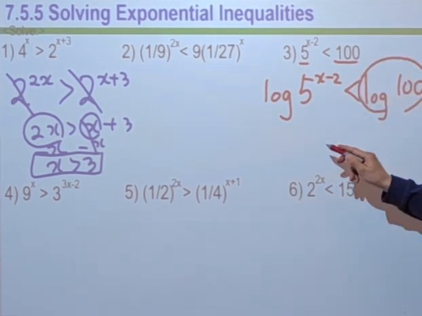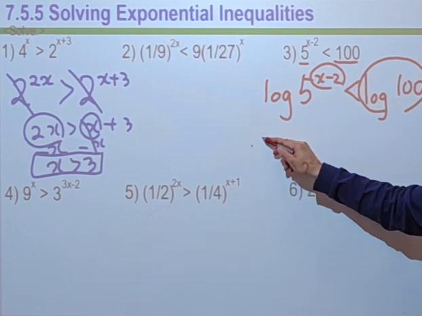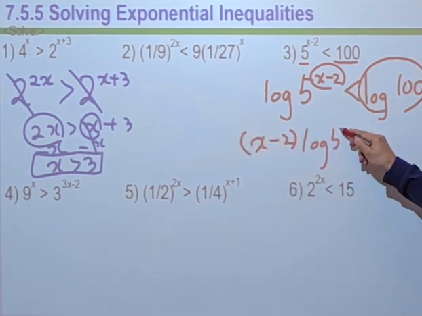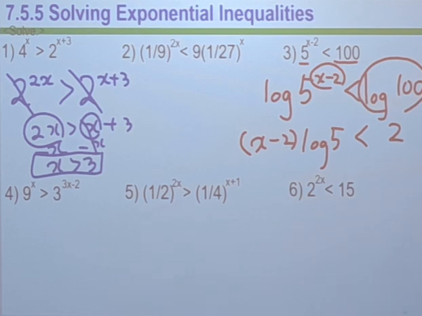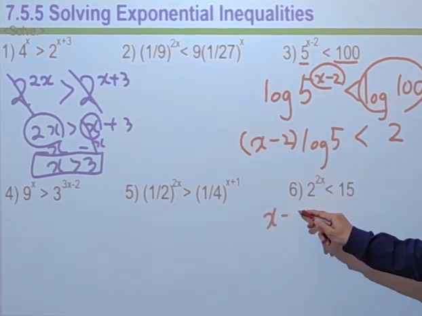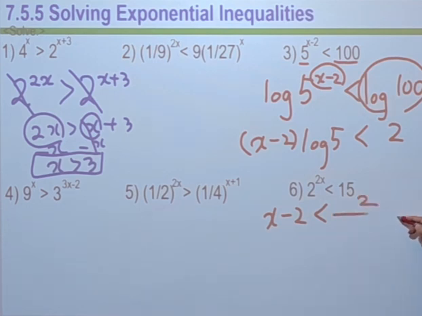Without calculator we can do it. But this one can come down in front of log. So x minus 2 and log 5. And this is a 2, right? So now you need to divide by log 5 on both sides, x minus 2 here, 2 over log 5. This one without calculator you cannot do it at all.